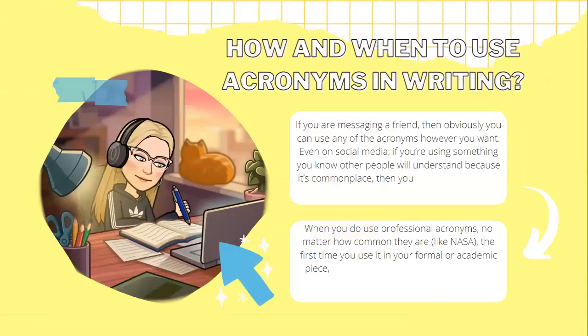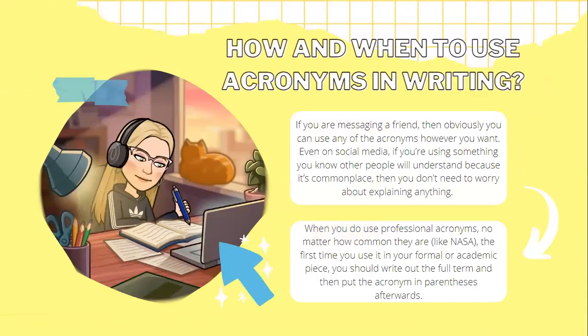Then I'm going to tell you how and when to use the acronyms in writing. In informal English, for example when we are talking with a friend, with a family member, with someone that we are really in touch with, someone you can be so friendly with. If you are messaging a friend, then obviously you can use any of the acronyms, whatever you want, even on social media. If you are using something you know other people will understand because it's commonplace, then you don't need to worry about explaining anything.